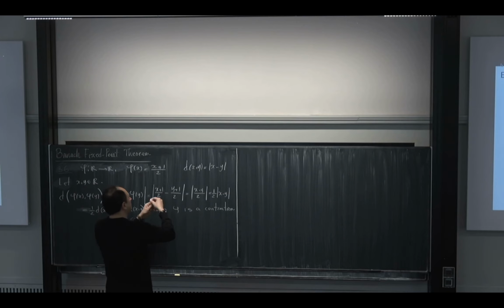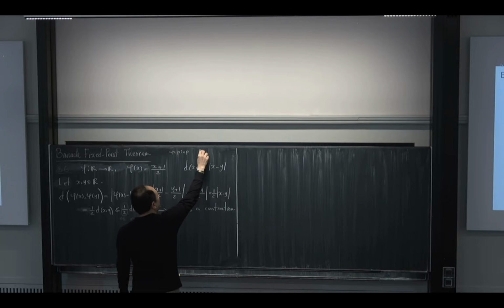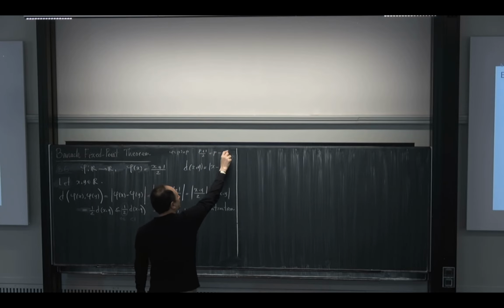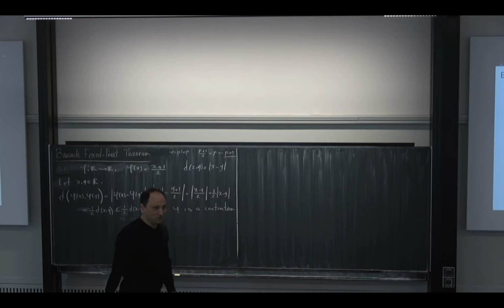So you want the fixed point. It means that phi(p) should be p. So this means (p + 1)/2 is p. So p is 1. That's why I'm saying that a high school student can solve this in a matter of 2 seconds. That's your fixed point. But we want to do it in a hard way.